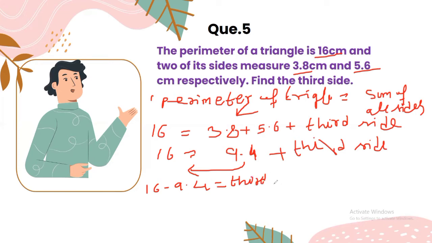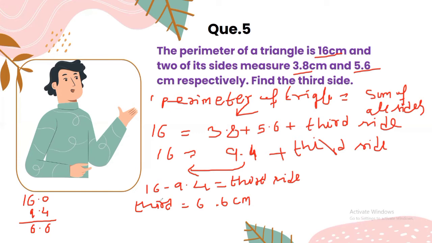Third side. So now you need to subtract this one. 16 minus 9.4, how can you subtract? 16 is a whole number, 9 is also a whole number. Write the decimal here, 4, and here 0.0, because there is no decimal, so you can write 0.0. Now 10 minus 4 will be 6. Here 15 minus 9 will be 6. So the answer will be 6.6. So 6.6 centimeter is the length of the third side. Got it? So this is the answer of question number 5.